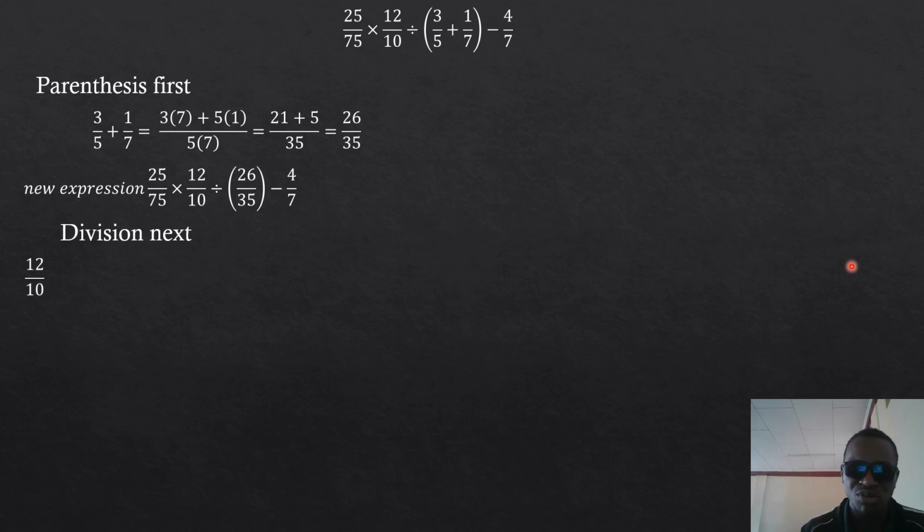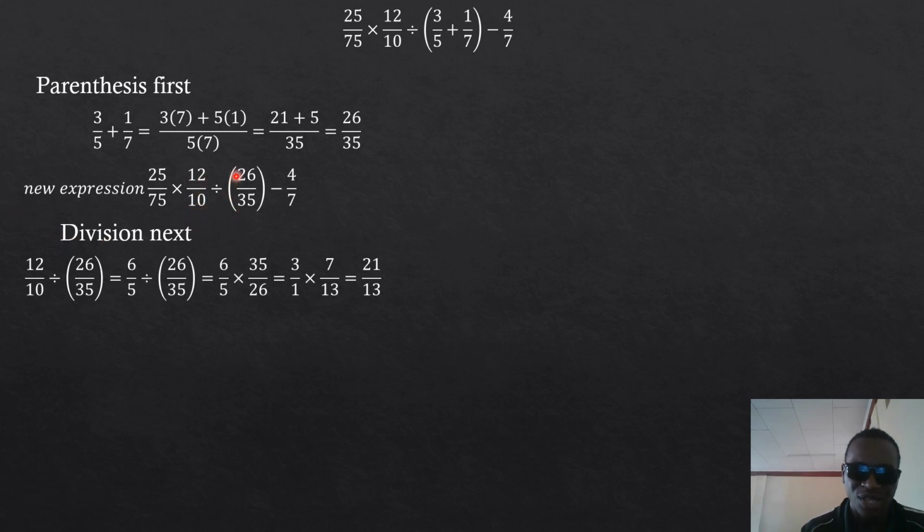Now we have to do this division that you are seeing here: 12 over 10 divided by 26 over 35. Now, in primary school, look at this. Can you see these two fractions? You see that there is something common, a common factor here.